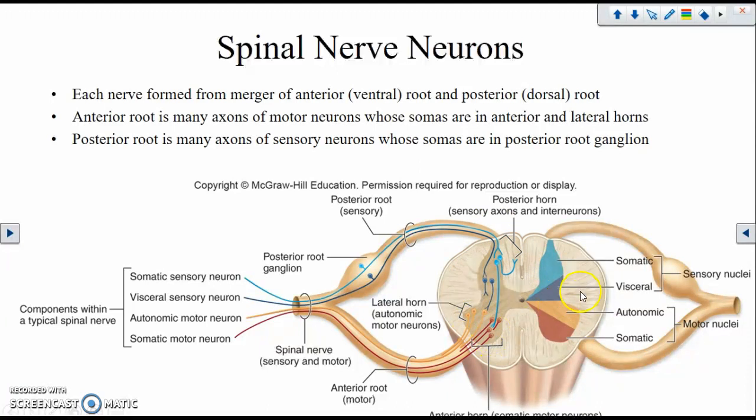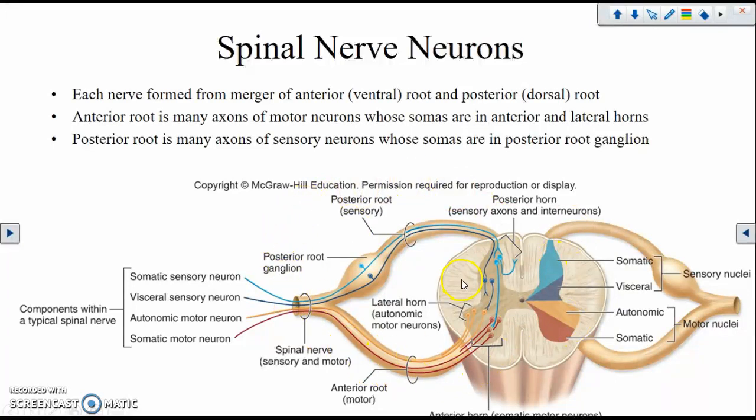And as you can see, all 4 functional areas are represented here. Somatic sensory, meaning conscious sensations. Visceral sensory, meaning sensations from the organs which we are not aware of. Autonomic motor, movements that we are not responsible for or not aware of. And somatic motor, meaning neurons that control skeletal muscle, voluntary muscles. So that's the architecture of the spinal cord.